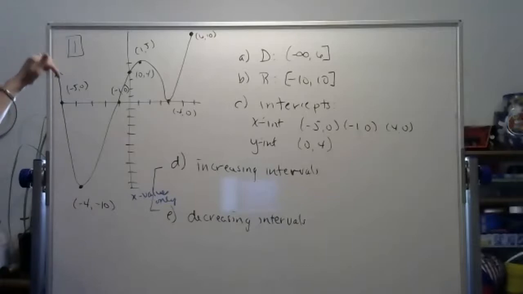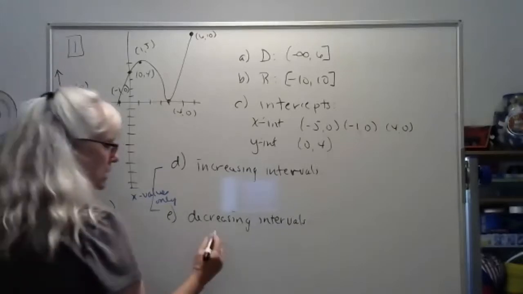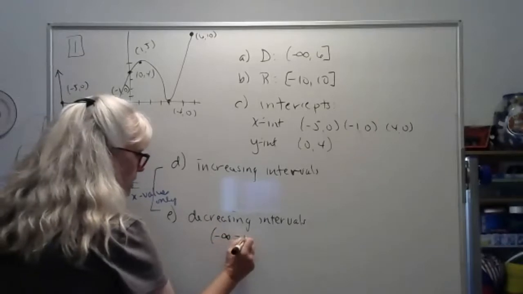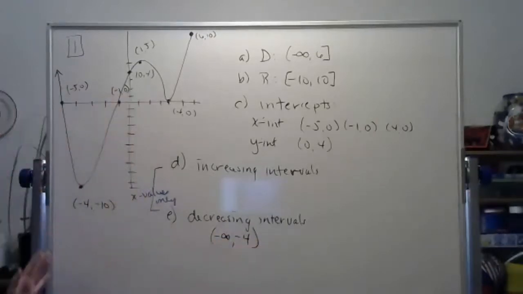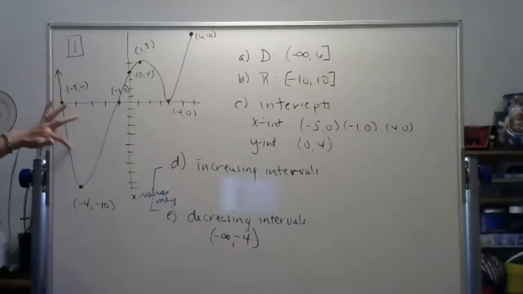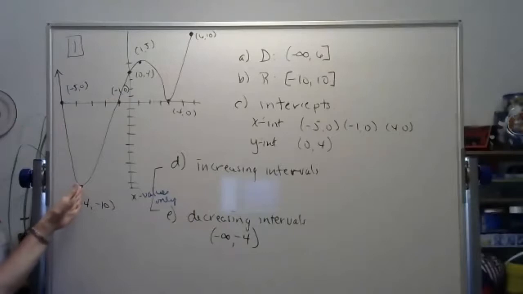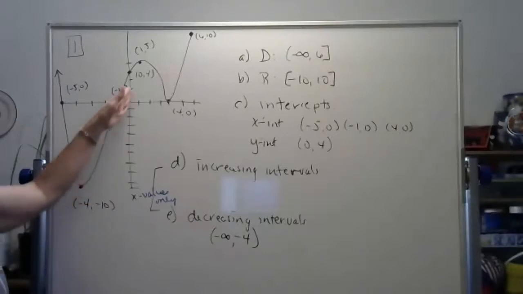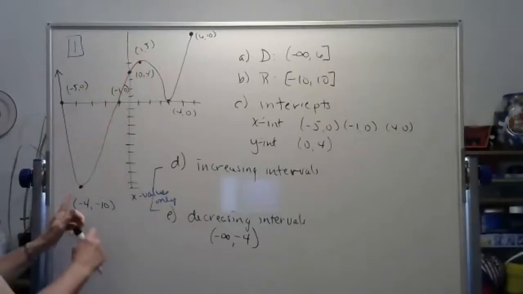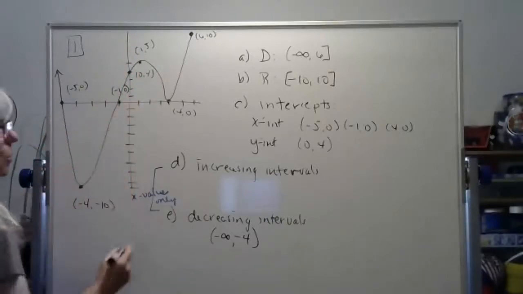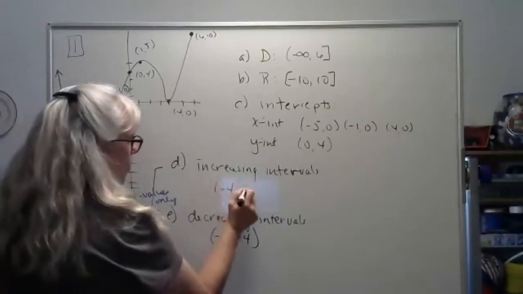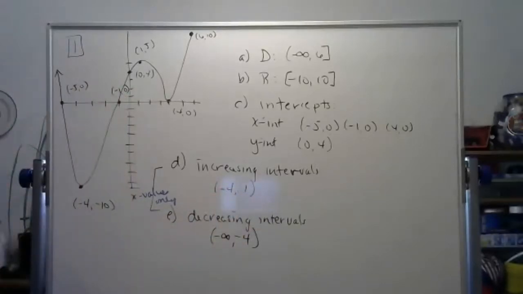So as I'm walking along this, I'm walking downhill, and I'm walking downhill all the way until x equals -4. So I'm actually going to start here with the decreasing interval and say from negative infinity to -4, parentheses everywhere, we're walking downhill. So that's this piece that's walking downhill. But once I reach -4, I'm no longer walking downhill. I'm going to start walking uphill. And I walk uphill all the way over to 1. So to an x value of -4 to an x value of 1, we're walking uphill.